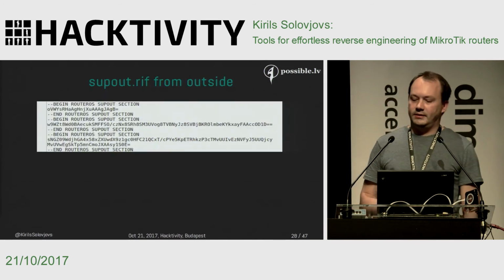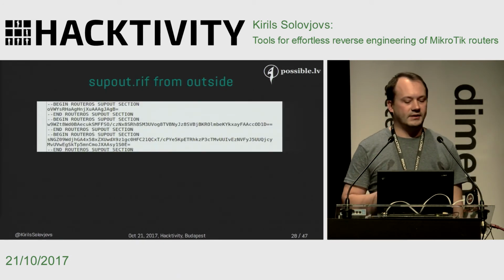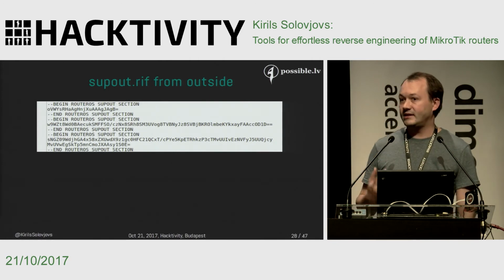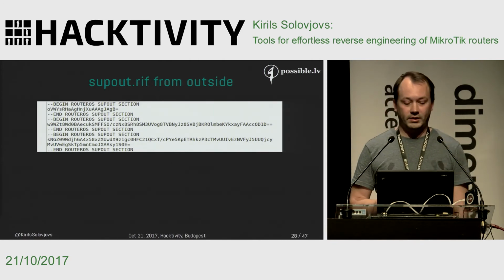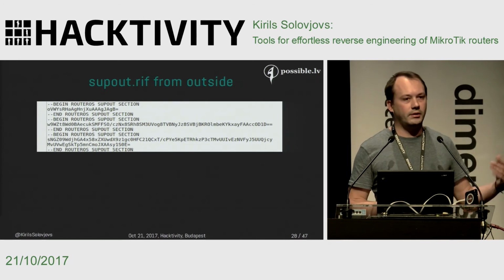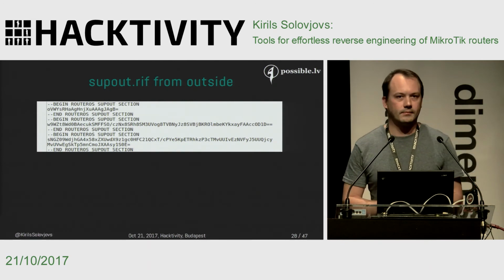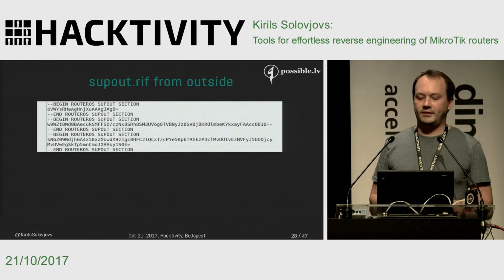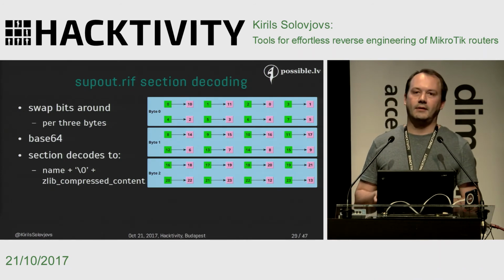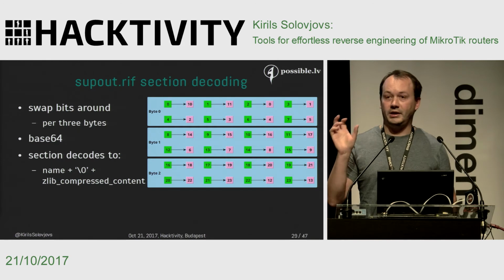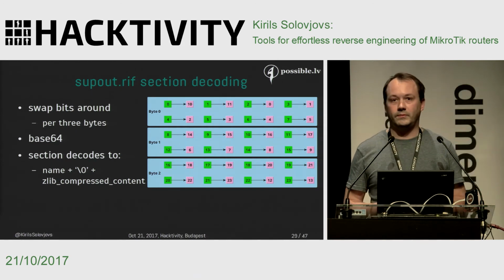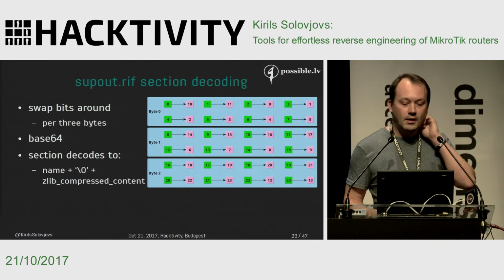Now, from outside, subout_ref looks as follows. It contains multiple RouterOS subout sections. It's an ASCII file, actually. And then we have something that looks like base 64. Well, if we try to decode it as base 64, we get garbage. What they did actually is they swapped bits around in the 3 bytes, in 3 sequential bytes. Here's a map that we found a couple years ago already, I think.